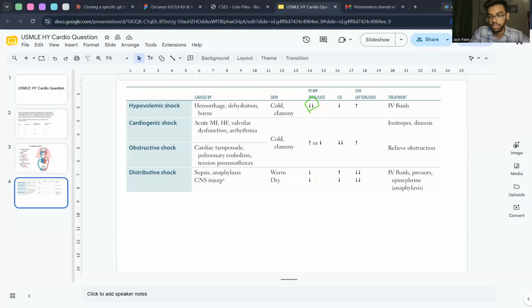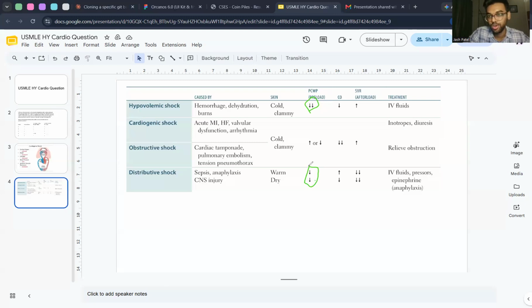And then we have distributive shock. It can be either neurogenic shock or septic shock. In both of these conditions, what happens is the effective circulating volume of blood decreases, right, leading to decrease in pulmonary capillary wedge pressure again, because the left ventricular end diastolic volume goes down, so the pulmonary capillary wedge pressure also goes down, and that's how you differentiate all the different kinds of shocks from cardiogenic shock.